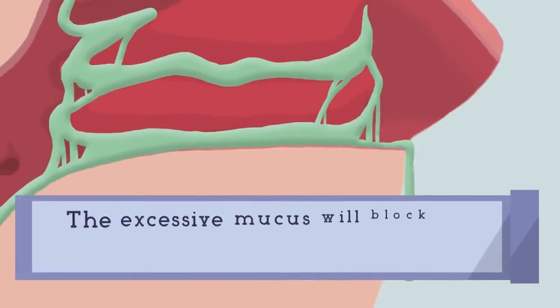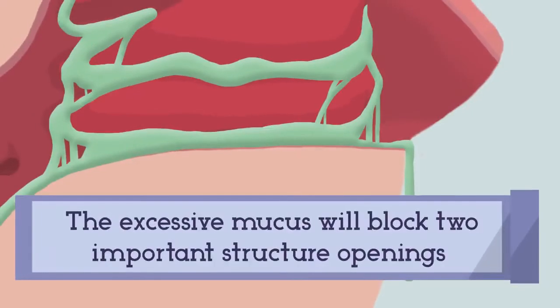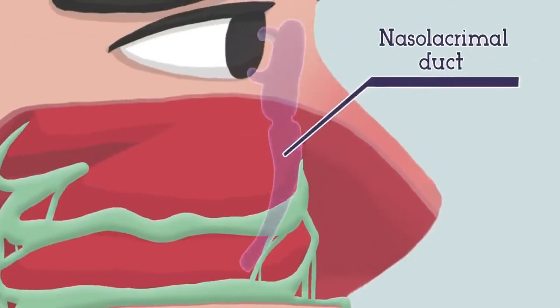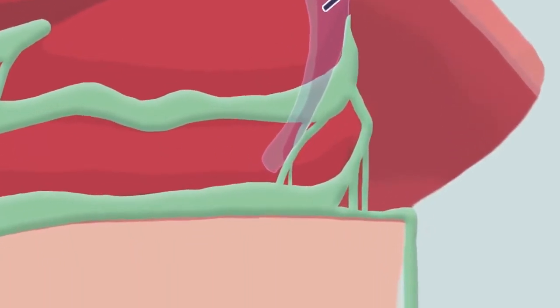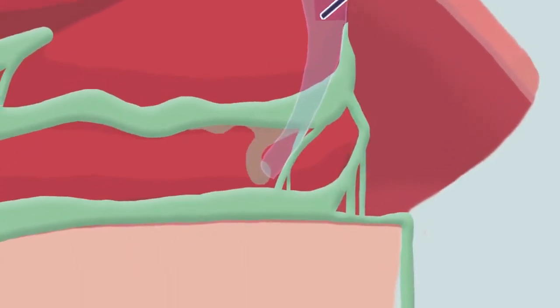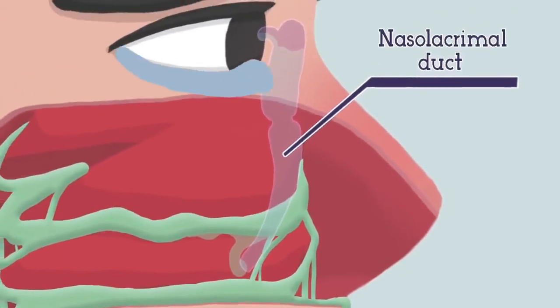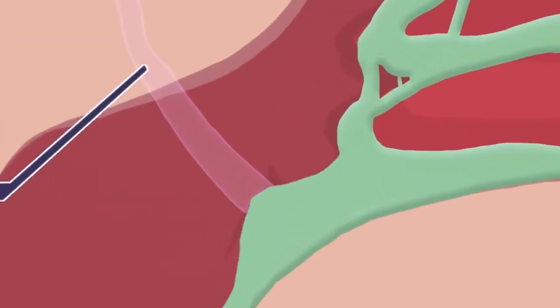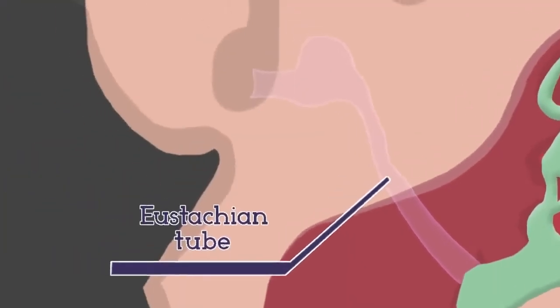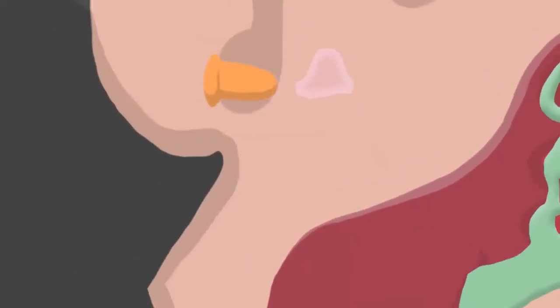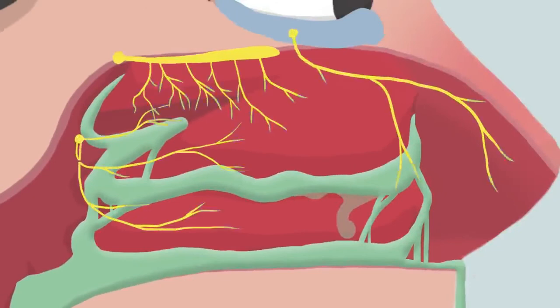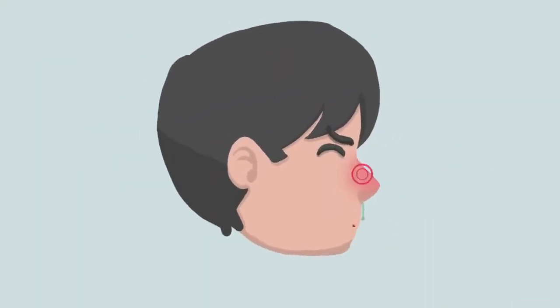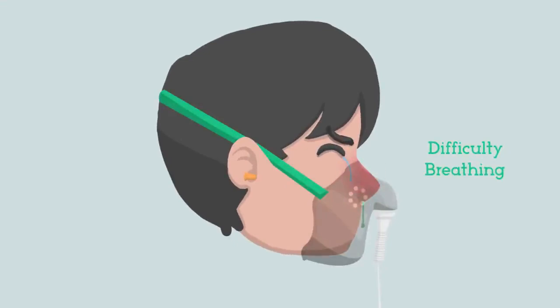This excessive mucus production will block two very important structures opening into the nose. 1. Nasolacrimal duct. The purpose of this duct is to drain tears from the eyes into the nose. But once blocked by excessive mucus production by allergic rhinitis, now you will start having watery eyes. 2. Eustachian tube. This drains fluid from the middle ear, and with it blocked too by excessive mucus production by allergic rhinitis, now you will have a stuffed ear sensation too. Finally, the nerves in the nasal cavity will start getting irritated and lead to sneezing. All of it will lead to difficulty in breathing for persons suffering from allergic rhinitis.